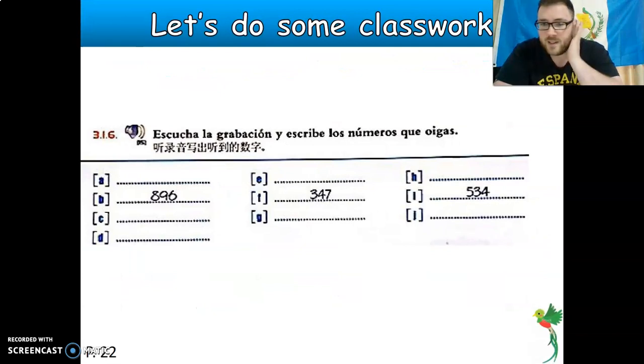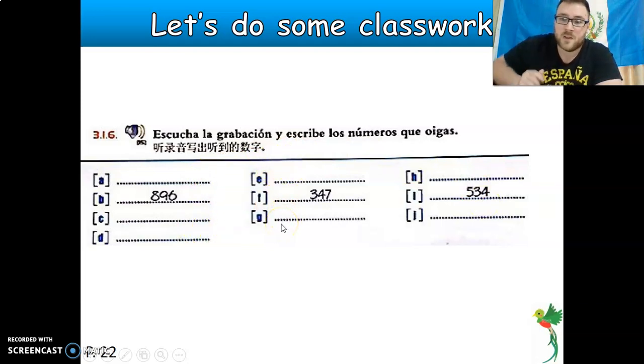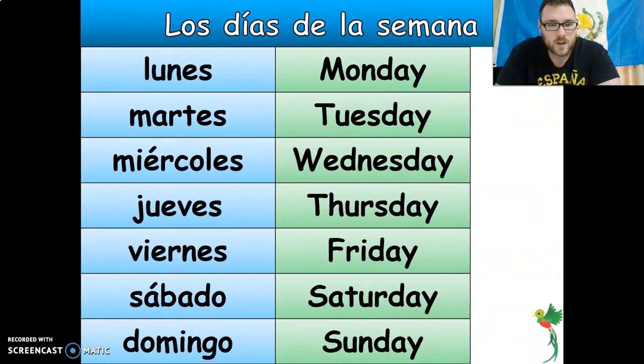All right, this one is another listening, looks like audio 15. You're going to listen and it's going to say some numbers, and then you write down the numbers. Pay attention because they go into the hundreds here. So this one I can tell you is 896. This one, 347. 534. So listen to the audio and write down the numbers that they say. If you need anything, let me know. If you need to go back and look at the past videos, go for it. No problem.